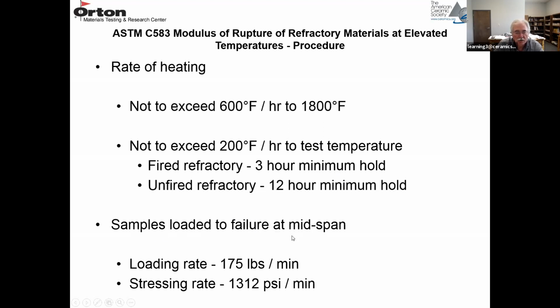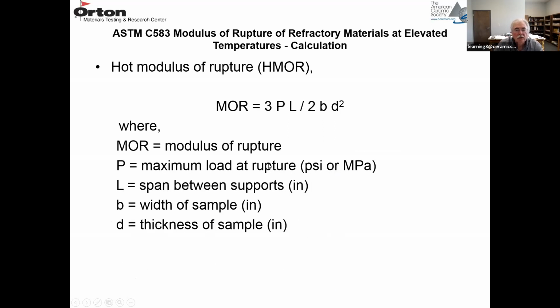The samples are loaded to failure at midspan. There's only one loading rate, 175 pounds per minute, or the stressing rate is 1312 psi per minute. The formula for calculating the strength is the same as for the room temperature version. It's just 3 times the load times the span of the lower supports divided by 2 times the width of the sample times the thickness of the sample squared. Exact same formula, only difference is it was measured at a higher temperature.